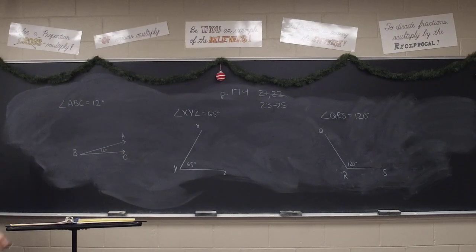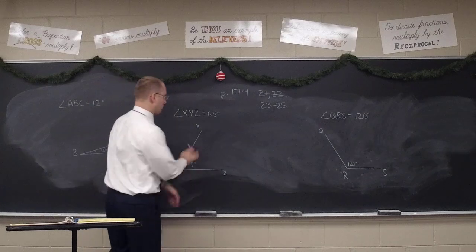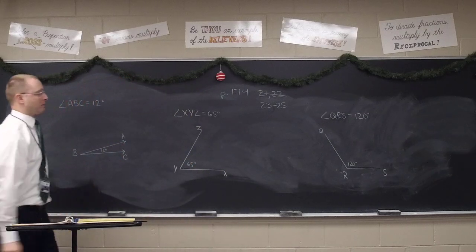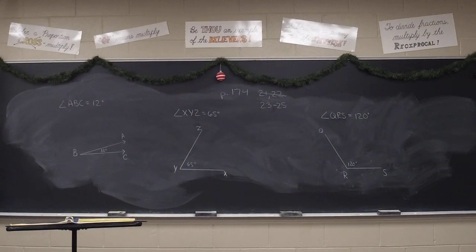Really, the other two are interchangeable. I said X at the top, Y, and then Z here at the bottom. I could have put the X down here and the Z up here, and it still would have been the same thing. So as long as the middle letter is your vertex, the lettering isn't necessarily that important. Any questions on drawing angles with the protractor? We all feel good about that?